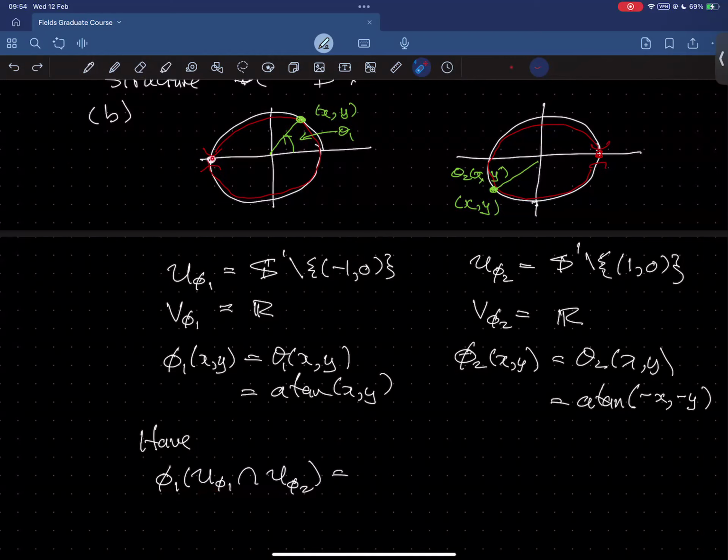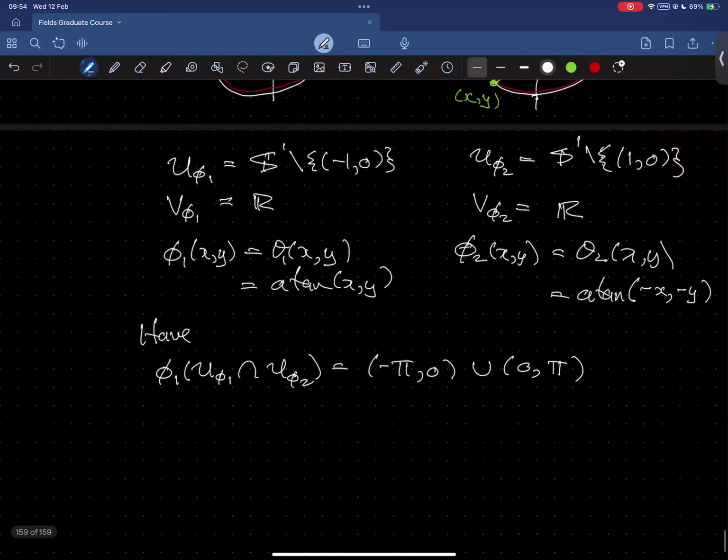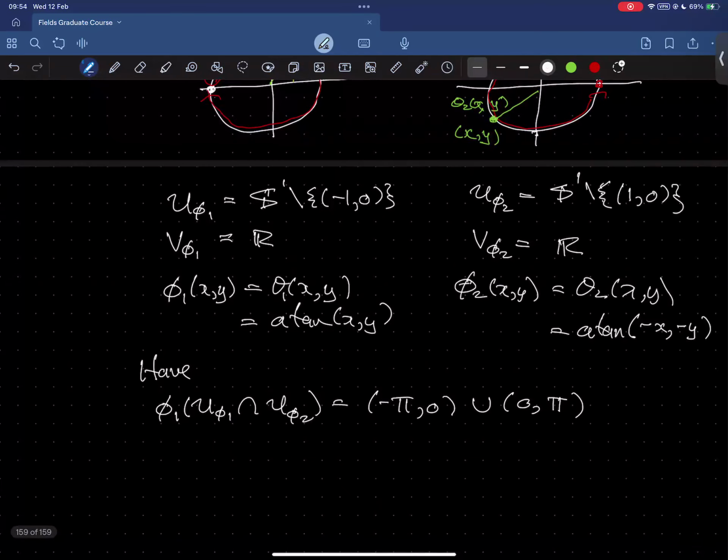So the overlap omits this point and this point, right? So the overlap omits these 2 points. All right, so phi1, theta 1 is going to take all angles between minus pi and 0, and then between 0 and pi. So it's this union of these two disjoint intervals.